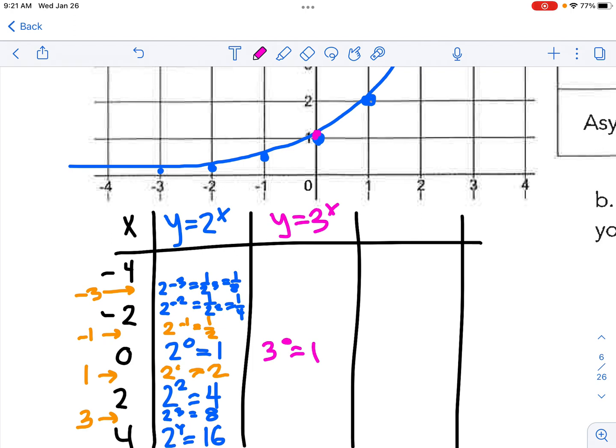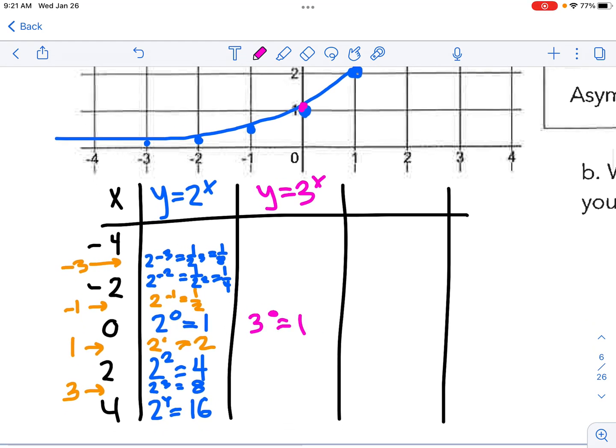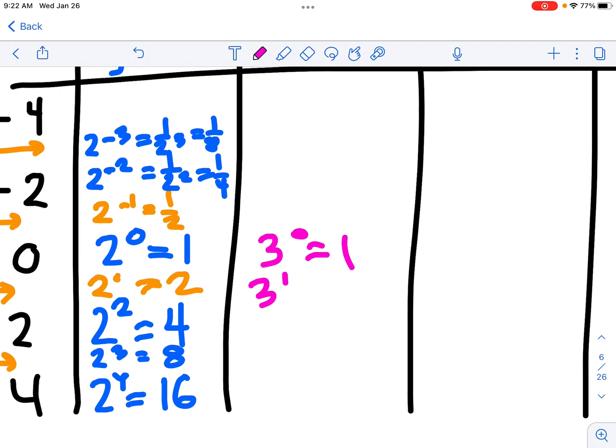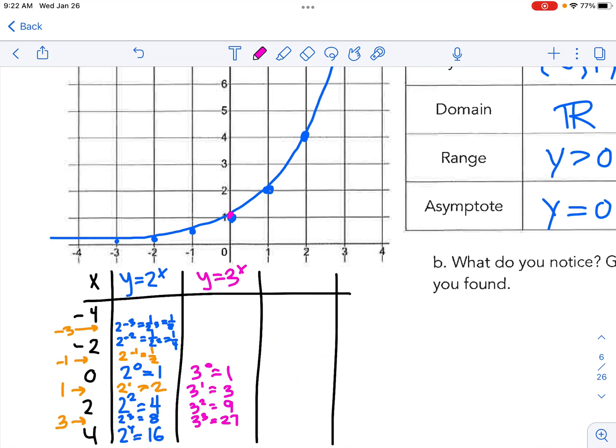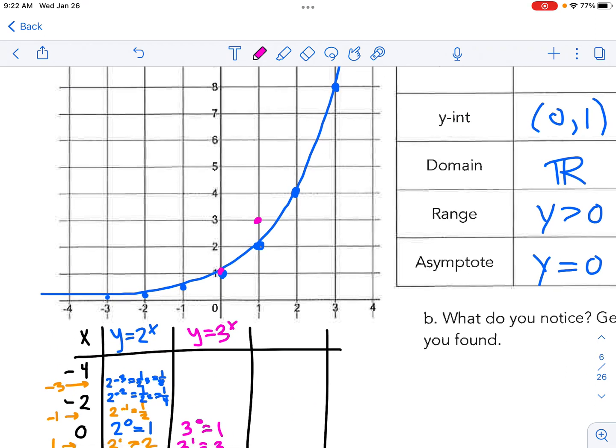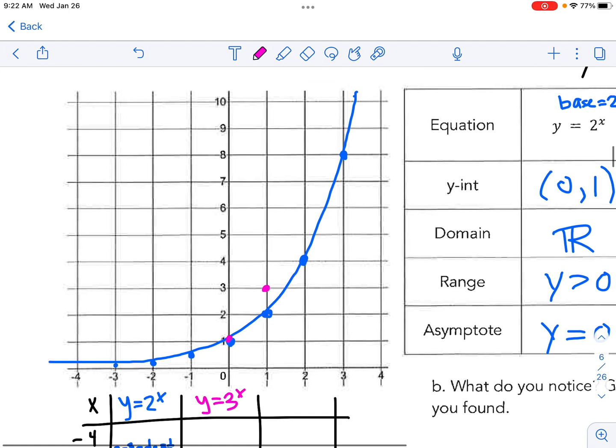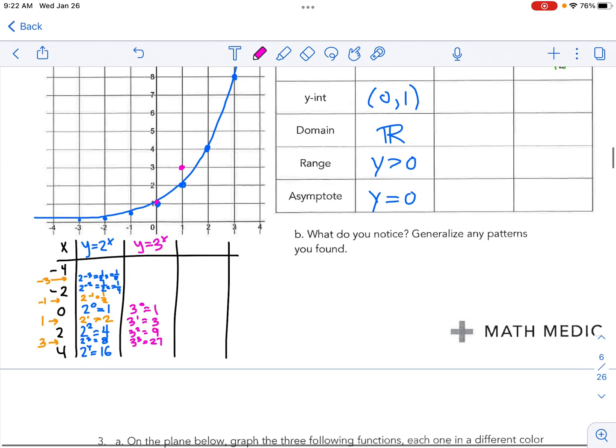And that goes back to that standard a times b to the x form, because we know that a value, that's our start value, is 1 for sequences, because sequences are positive, basically. So we're starting at that positive value 1. Okay, so 3 to the first power is 3. 3 to the second power is 9, right? 3 times 3. 3 to the third power, 3 times 3 times 3, is 27. So we would go up to 3 and then go up to 9. And obviously we can't graph 27 because it's off the grid.